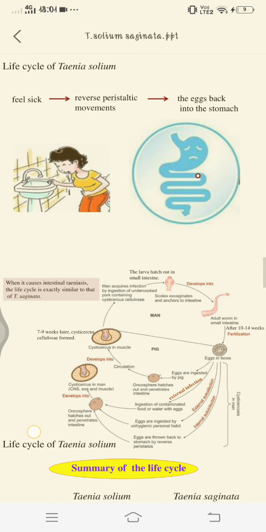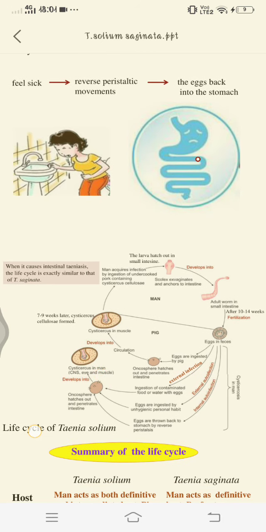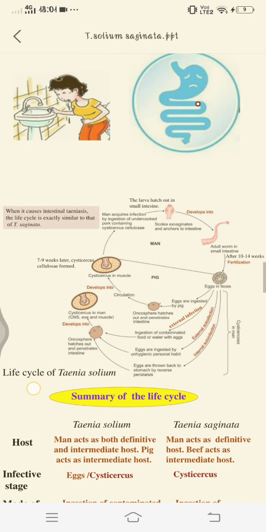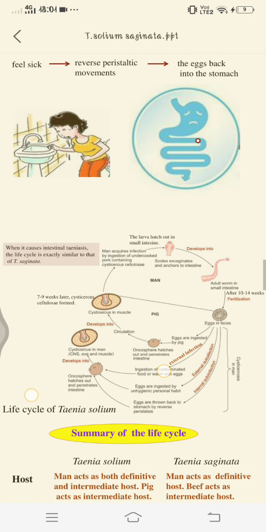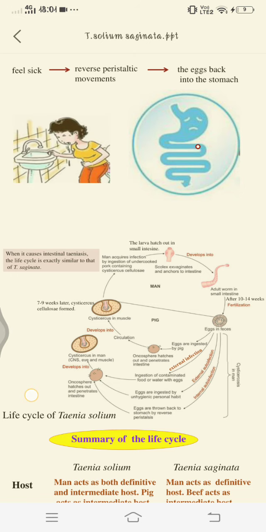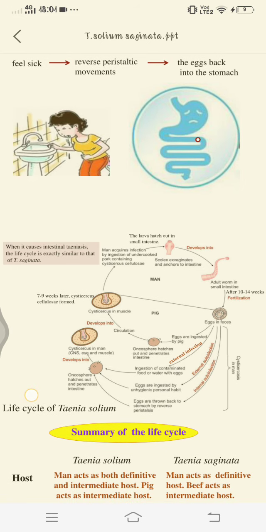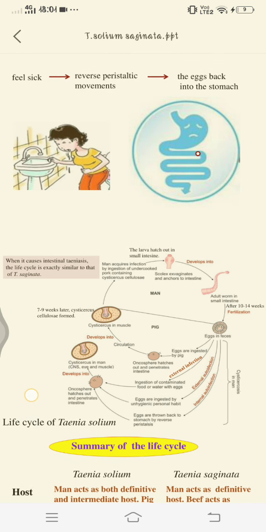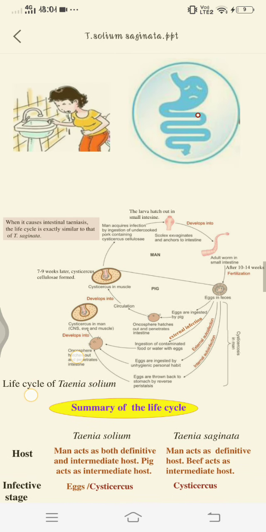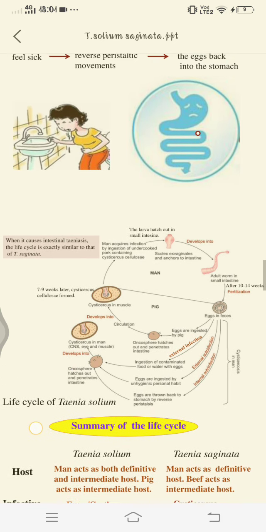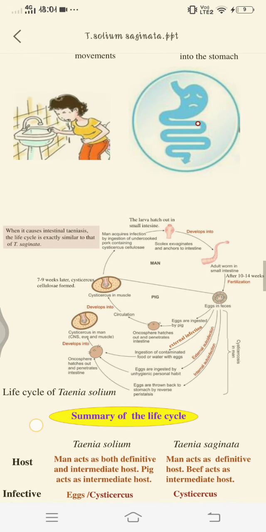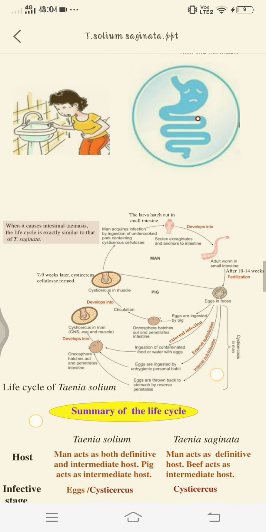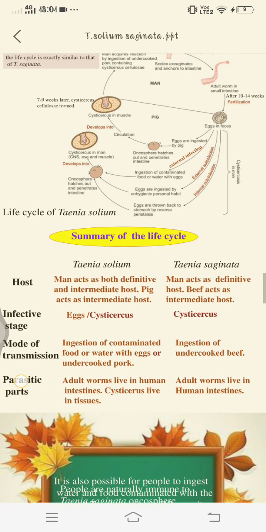If it enters the CNS, then it is known as neurocysticercosis. Remember that point. There is also external auto-infection, that is by ingestion through unhygienic personal habits, and then internal auto-infection, that is reverse peristalsis, again the same situation. So remember, whenever man gets it, it mainly attacks the CNS. So this is cysticercus in man. Here you can see the summary of both.